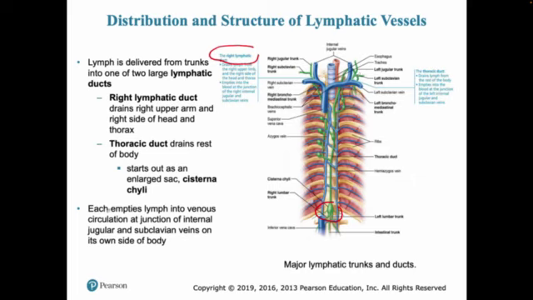Each of these ducts empties the lymph into the venous circulation, into the internal jugular and subclavian veins on its own side of the body. So both the thoracic duct and the right lymphatic duct. These are the internal jugular veins, right side and left side. These are the subclavian veins, right side and left side. Both ducts drain into these veins, and via the veins they're connected to the heart.